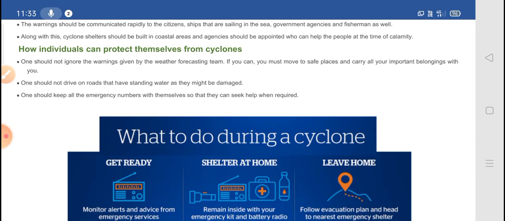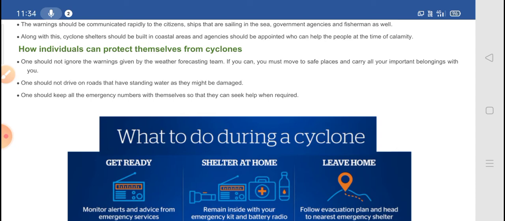Now, how can individuals protect themselves from the cyclone? Now, see, one should not ignore the warning given by the weather forecasting team. Okay, this is the first important thing. One should not ignore any kind of warning given by the weather forecasting team. If you can, you must move to a safe place and carry all your important belongings with you. So this is very important for you. Second thing, one should not drive on roads that have standing water as they might be damaged.